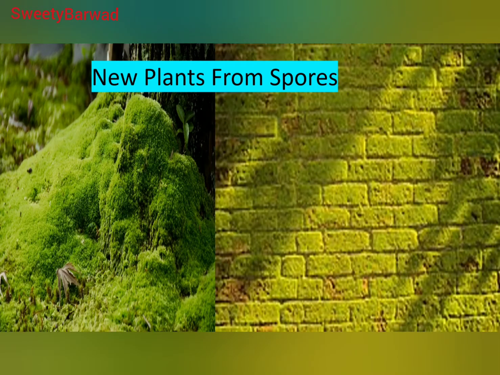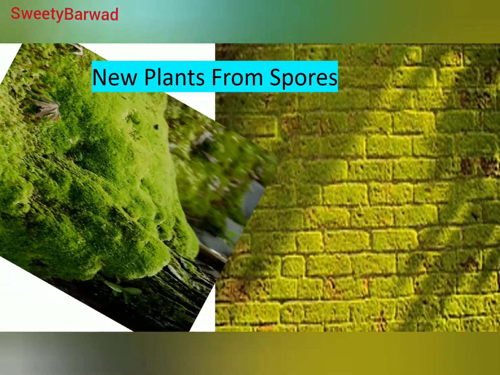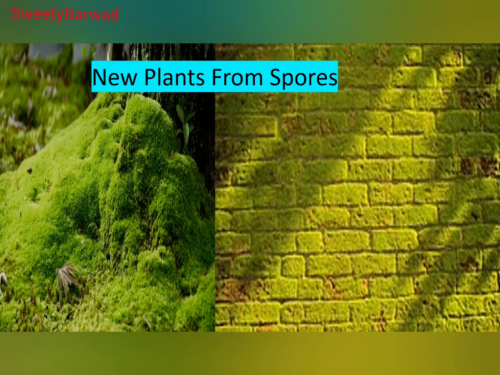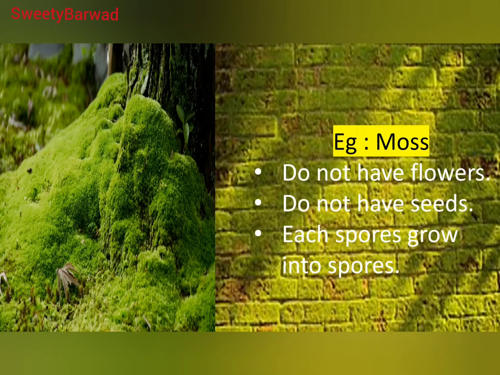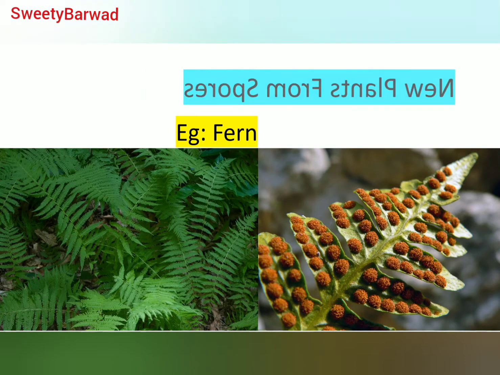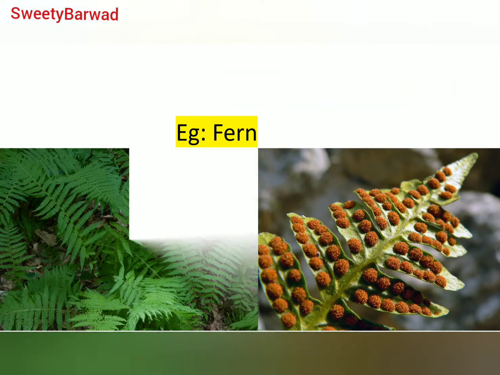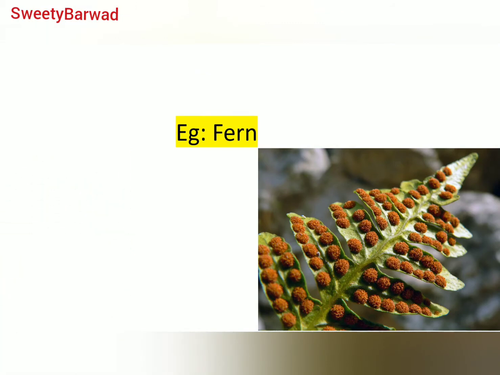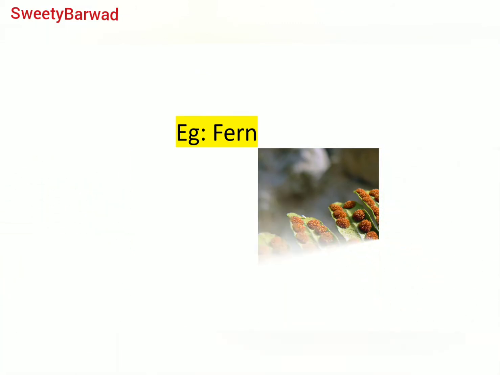Let's start. Some plants such as moss do not have flowers. They do not produce seeds also. They produce tiny spores and each spore grows into a new plant. Ferns also do not have flowers. They do not produce seeds, and they produce tiny spores and these spores grow into a new plant.